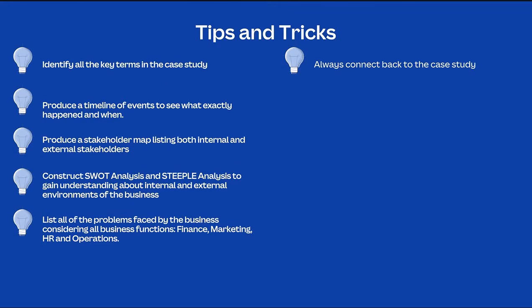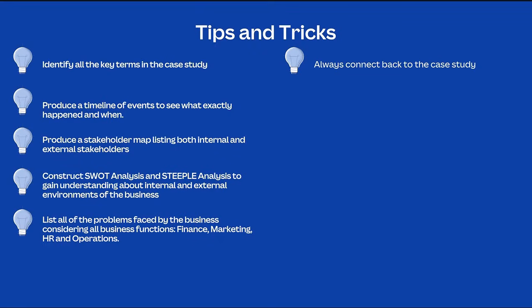Moving on. List all of the problems faced by the business considering all business functions. So that's your finance, marketing, HR, operations, all of that. So that if they ask a question where you have to evaluate something, you'll already have the disadvantages or the consequences. And it's very important to understand both the pros and the cons of some of the decisions that are made by the company in your case study. So kind of identifying all the problems will make it a lot easier.